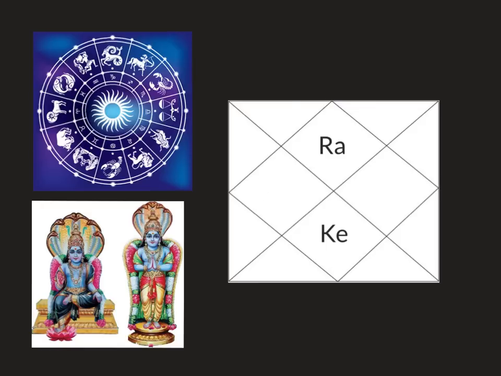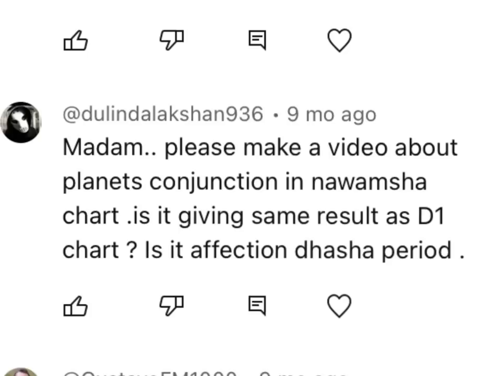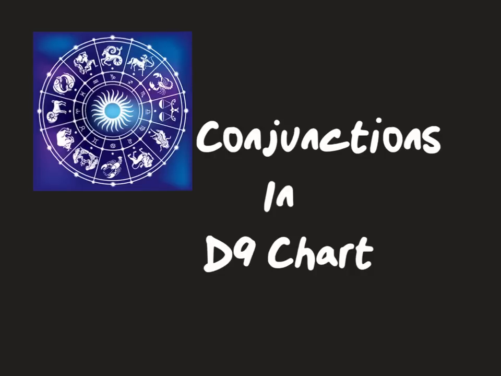A question from Dulinda Lakshan. Madam, please make a video about planets conjunction in Navamsa chart. Is it giving the same results as the D1 chart? Good question. Is it affecting Dasha period? So thank you for the question. The answer quite simply is yes. Planets in your D9 chart in a conjunction have a very similar effect to that of the D1 chart.